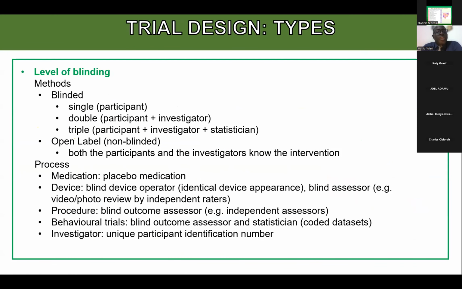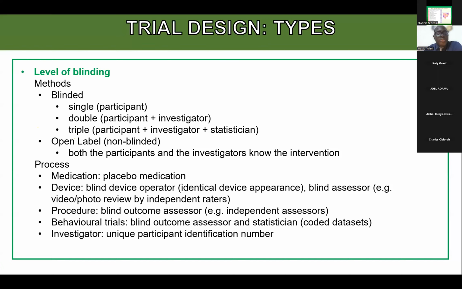Okay, so while looking at blinding, the type of blinding one does also depends on the type of trial it is. For drug trials, one could compare the drug with the active ingredient against the placebo. For device trials, one can compare another identical device to blind the device operator, or blind the assessor by using independent raters to review a video recording of the use of the device. Or for behavioral trials, blinding also the outcome assessors as well as the statisticians. And of course, the patients, if included, are blinded in most of these.